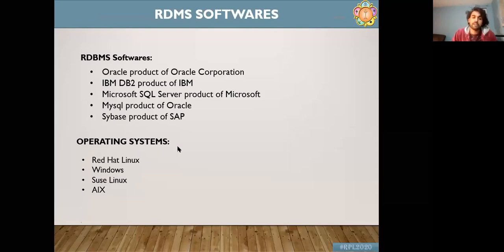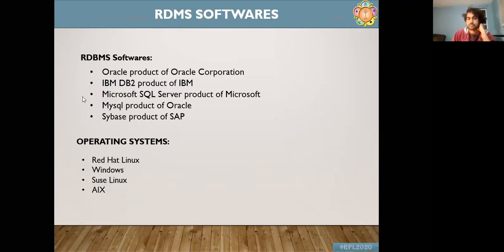So similarly, you buy a server, it could be a Windows or Linux server, and then on top of that you need to install these Oracle database or DB2 or SQL Server or MySQL or whatever. So without an operating system, you can't have a database. So you need to install these databases on top of your operating system.